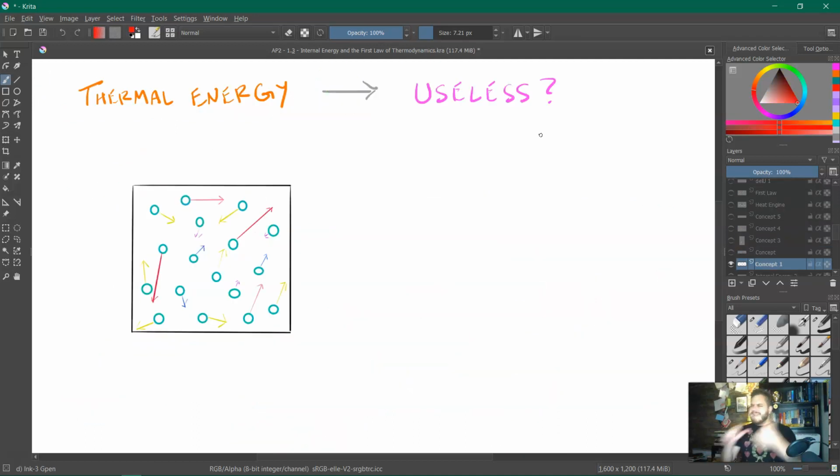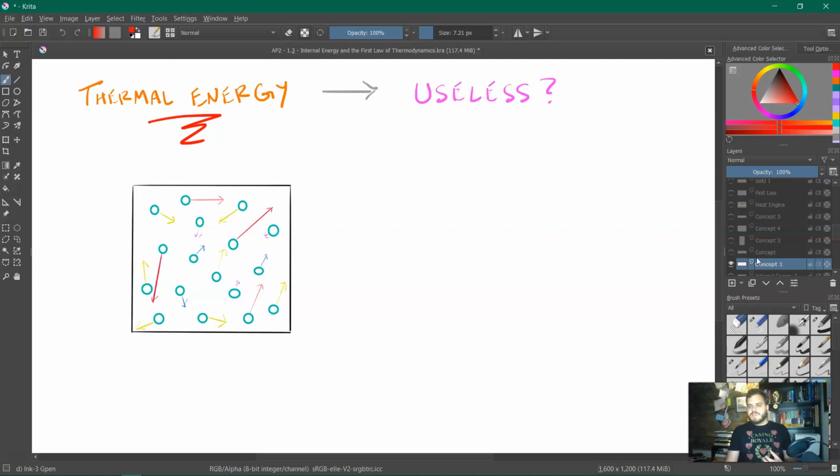Well, if we think back to AP Physics 1, whenever we dealt with thermal energy, we always thought to ourselves, man, that's just energy we've lost, right? Seemed pretty useless. So we might be thinking, well, why do we care so much about thermal energy? That's a good question. So once again, let's look at this box containing these particles of gas.